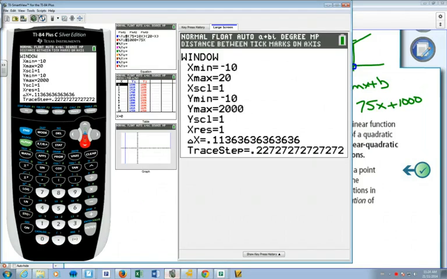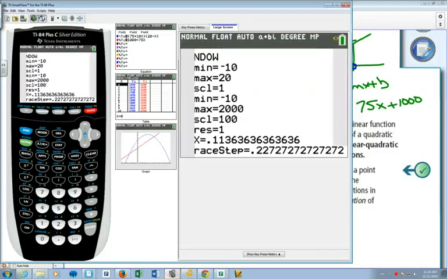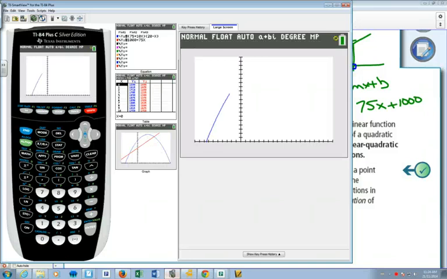I'm going to change my y scale to 100. That just makes the tick marks mean every 100. So now when I go to graph, can I see a parabola a little bit better? Yes, I can. Can I see my line a little bit better? Yes.